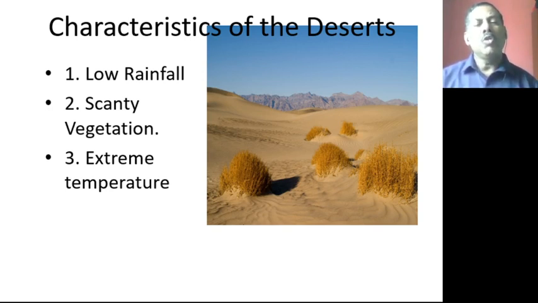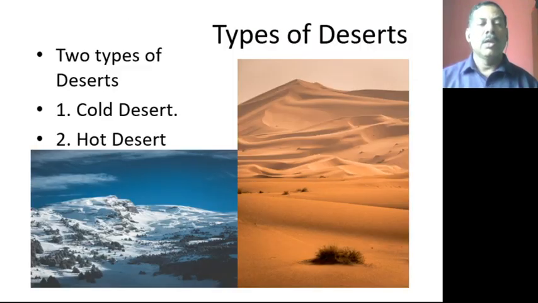Temperature will be too much. When the temperature is too much, you will not be able to find the vegetation. So these are all characteristics of the deserts: low rainfall, scanty vegetation and extreme temperature. Now you can see there are different types of deserts. By seeing the picture only, you will be able to identify the two types of deserts. One is cold desert and another one is hot desert.